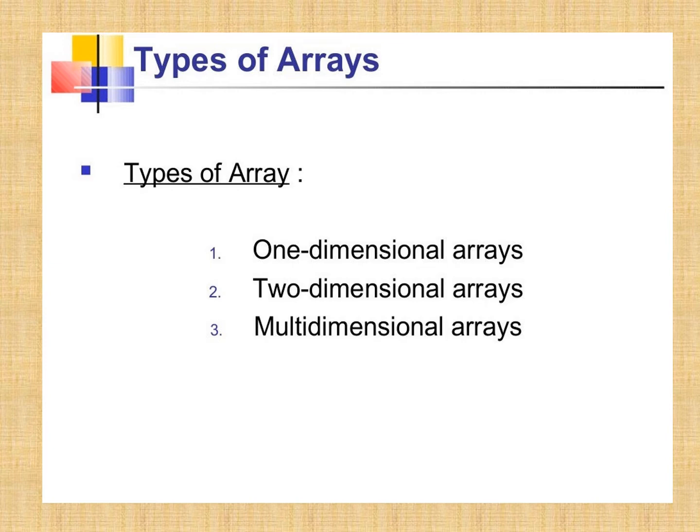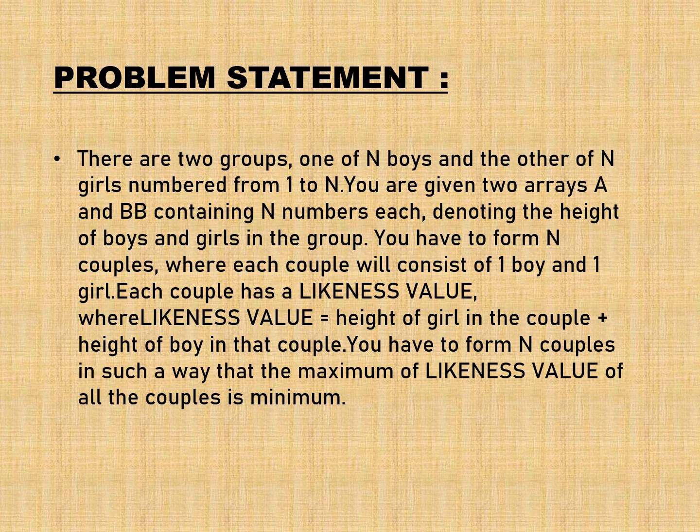Types of arrays. There are three types of arrays in the C language: one dimensional array, two dimensional array, and multi-dimensional arrays. Now let us come back to our problem statement. I will read the problem statement and explain it soon after.